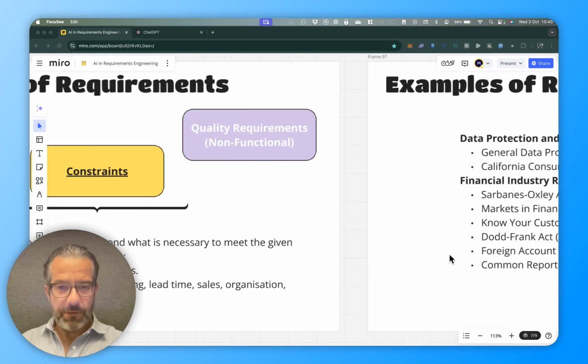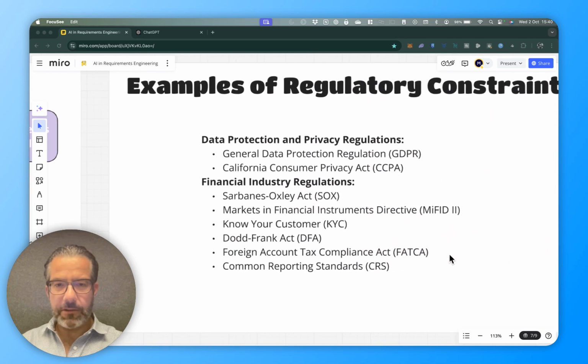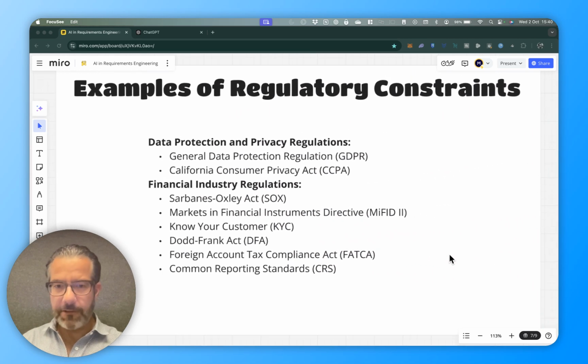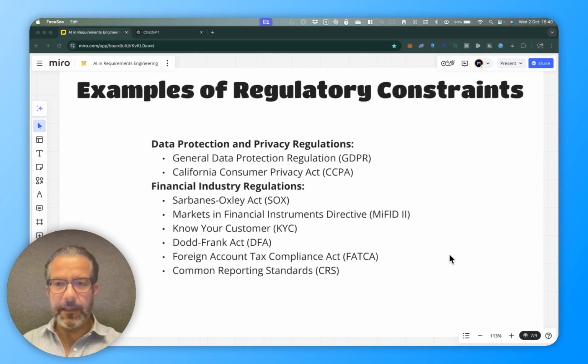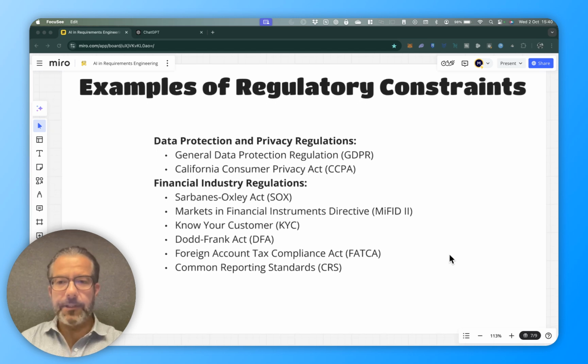And I brought you a couple of examples out of the financial industry, out of my experience that I've seen during my time in big corporations. For example, we have general data protection and privacy regulations. That is, if you are dealing in any sort of way with personal data, then we have the GDPR for Europe and the CCPA for the US.